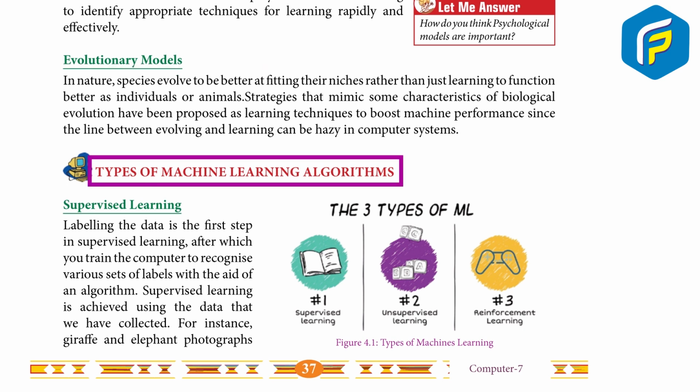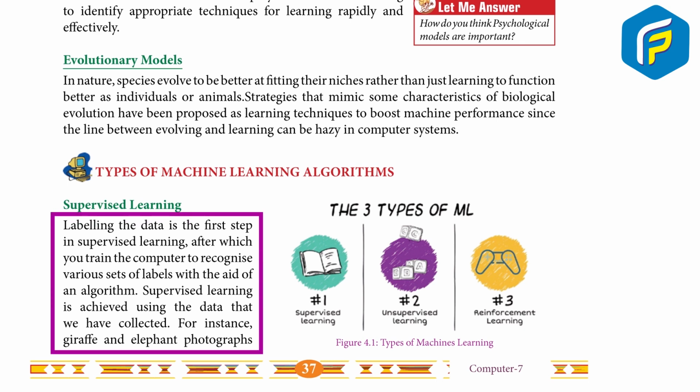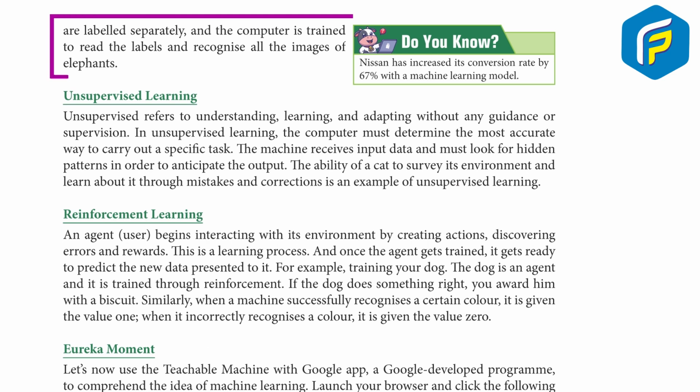Types of machine learning algorithms. Supervised learning. Labeling the data is the first step in supervised learning, after which you train the computer to recognize various sets of labels. With the aid of an algorithm, supervised learning is achieved using the data that we have collected. For instance, giraffe and elephant photographs are labeled separately, and the computer is trained to read the labels and recognize all the images of elephants.